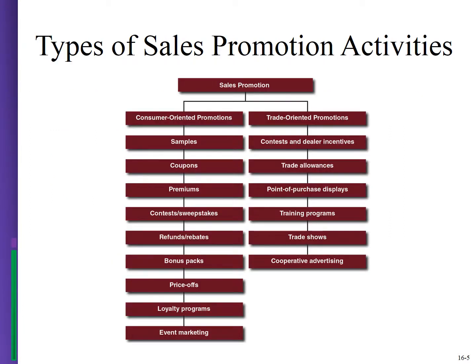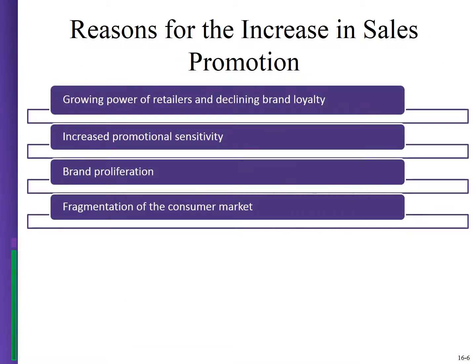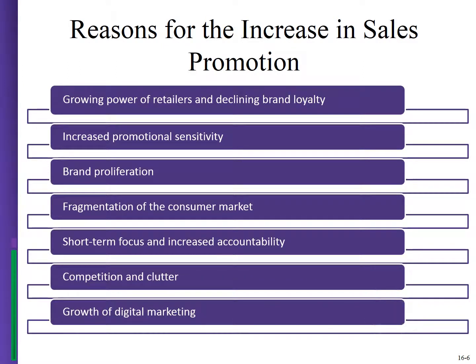Now, there are basically 2 different types of sales promotions. One targets the consumer, and the other one targets the trade. So first, let's talk about the consumer-oriented promotion and reasons why they're there in terms of increased sales. We're not going to talk about all of these, but do want to talk about a couple. One is that more and more consumers are becoming more sensitive to the price of products, and so they have increased promotional sensitivity to overall how much they're spending, let's say in the grocery store.